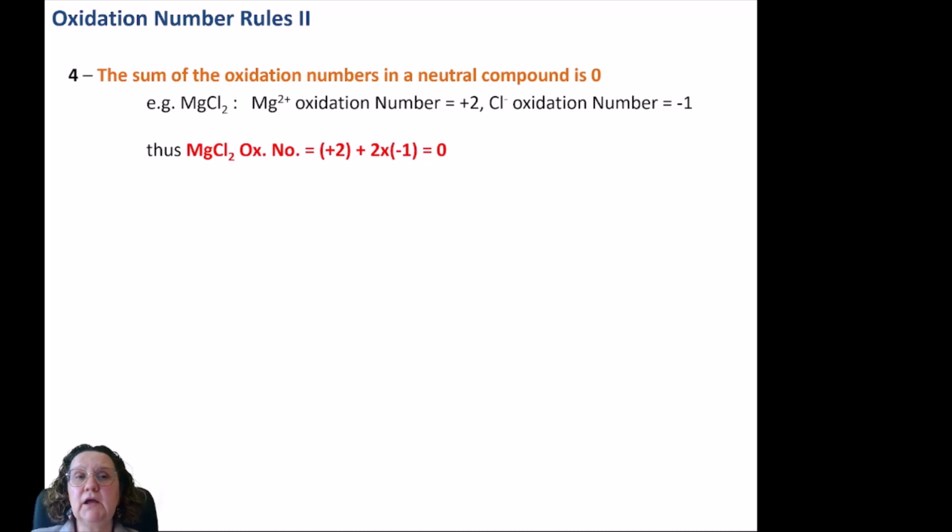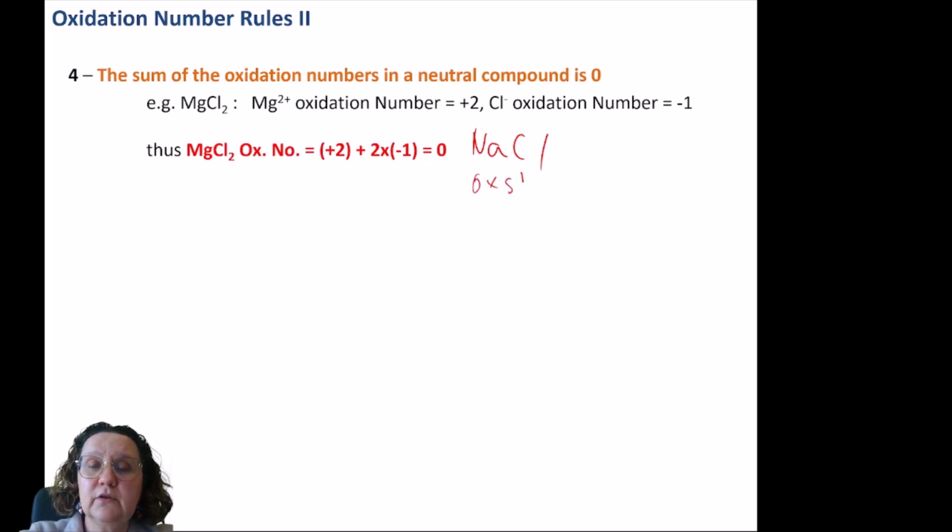So, the sum of the oxidation numbers for a compound that is neutral will be 0. I've got here the example of magnesium chloride, but I'm going to give you another example. Let's say the compound NaCl. In NaCl, we have 2 atoms that previous rules have told us what their oxidation numbers are going to be. Sodium, because it's an alkali metal, has a very strong tendency to lose 1 electron. So the oxidation state of sodium will be +1.